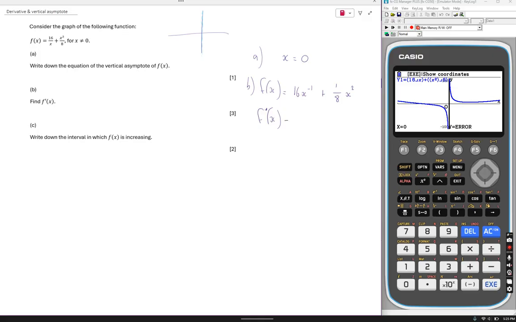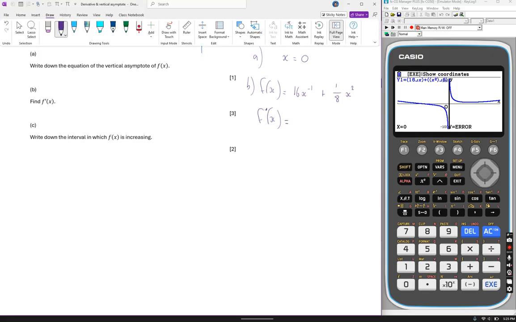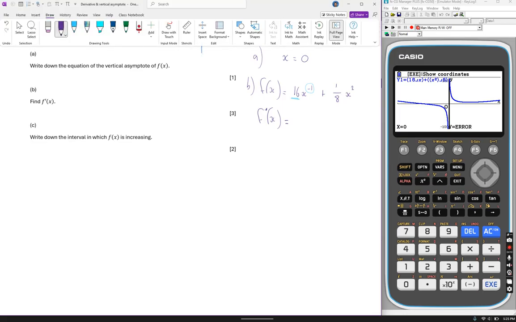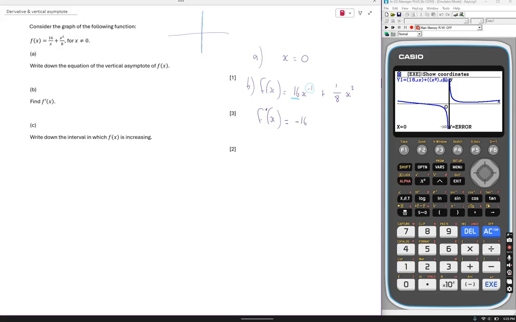Now I can do my little rule with my derivatives where we take the power. Let me actually circle this. We take that power and we multiply it by the coefficient. So negative 1 times 16 is negative 16. And then we drop the power by 1. From negative 1, we're dropping that by 1, so it's going to be negative 2. So x to the power of negative 2.